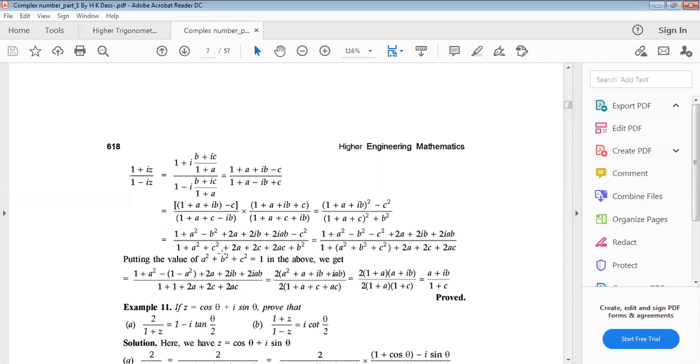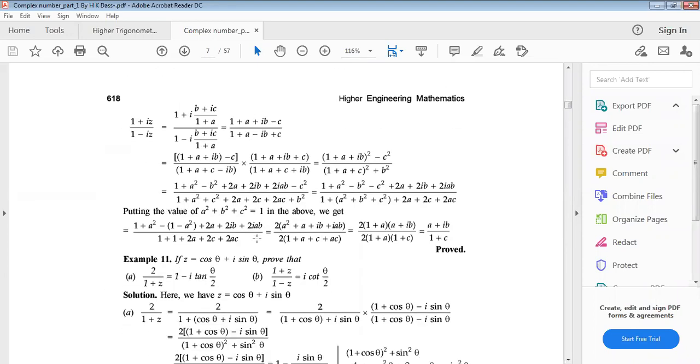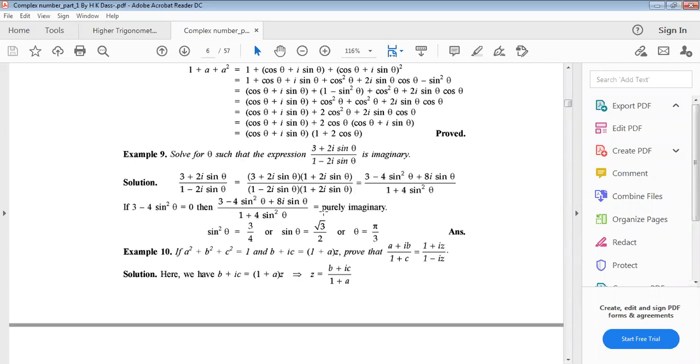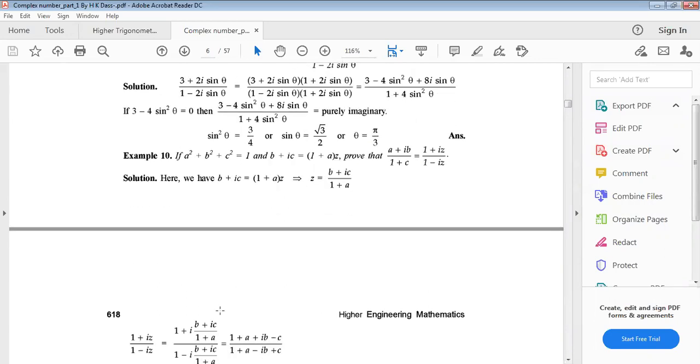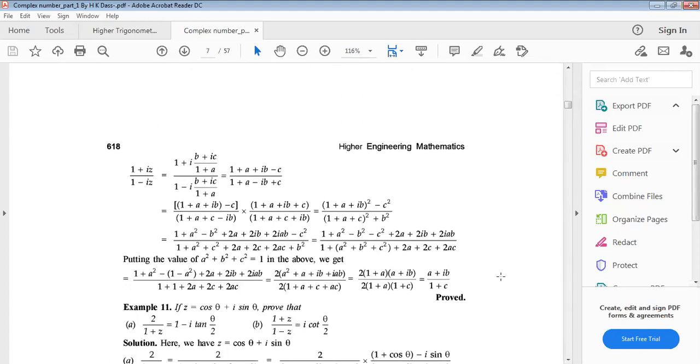Then arranging, putting the value of a square plus b square plus c square equal to 1. This is the given condition for us. Then this result gives our left hand side. Actually, we started from the right hand side. Right hand side means 1 plus iz divided by 1 minus iz. That means right hand side equals left hand side. This is why our result is proved.